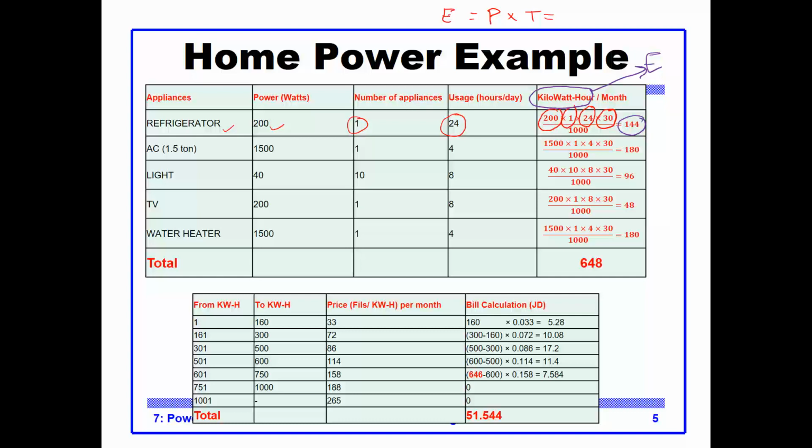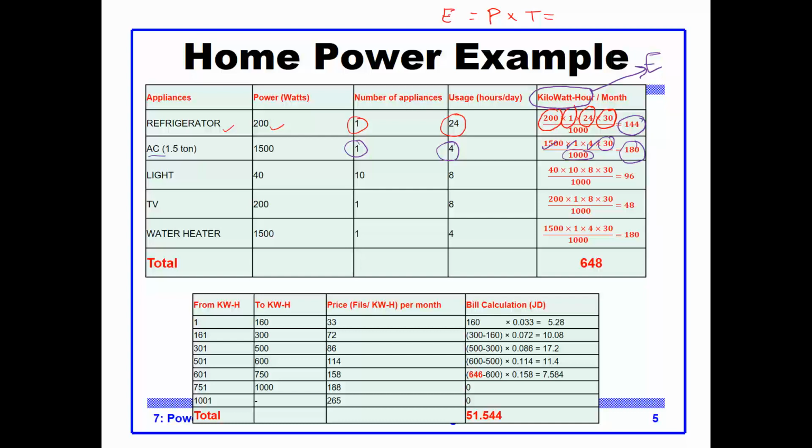Now suppose I have an AC air conditioning which consumes 1.5 kilowatts. I have one of those in my house and I turn it on for 4 hours only. So this is the amount of power, one device, amount of hours, and 30 days for a month. Divide by 1000 to convert it to kilowatt. So that device will consume 180 kilowatt hour per month.